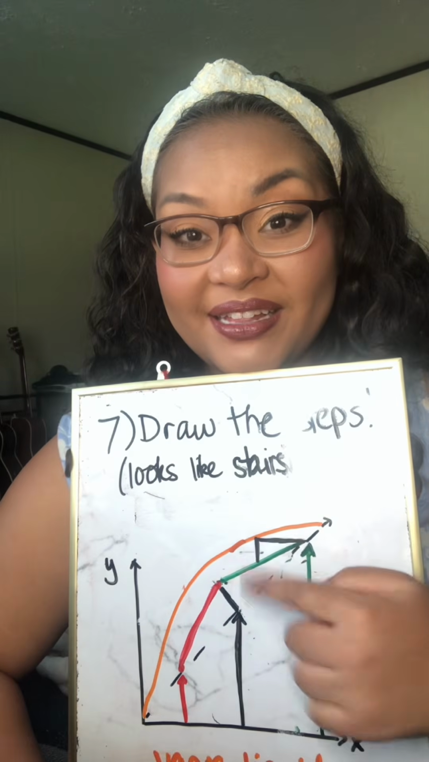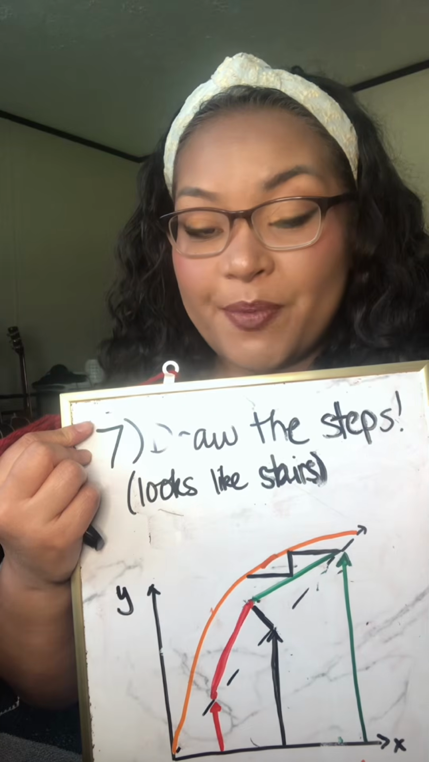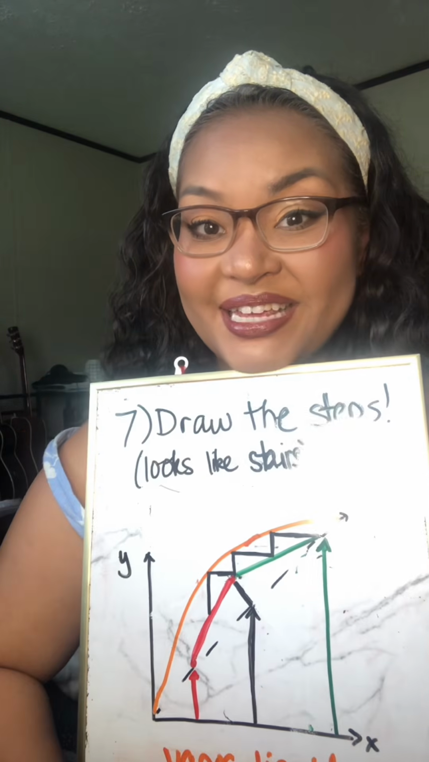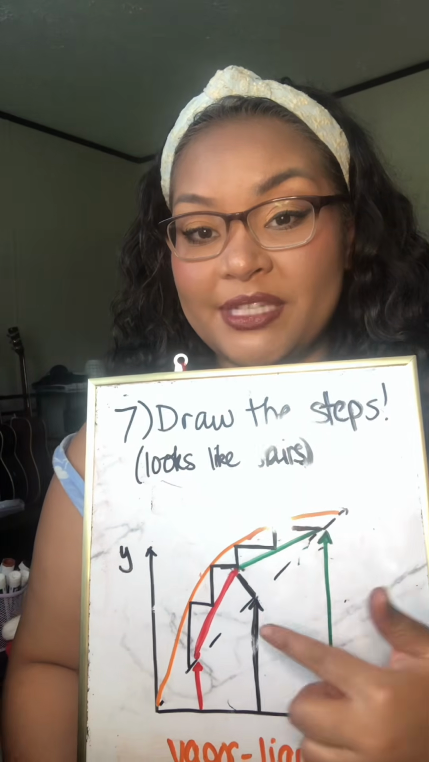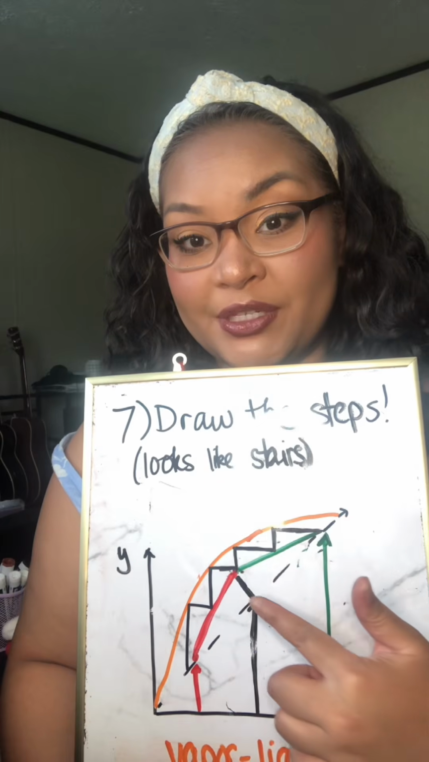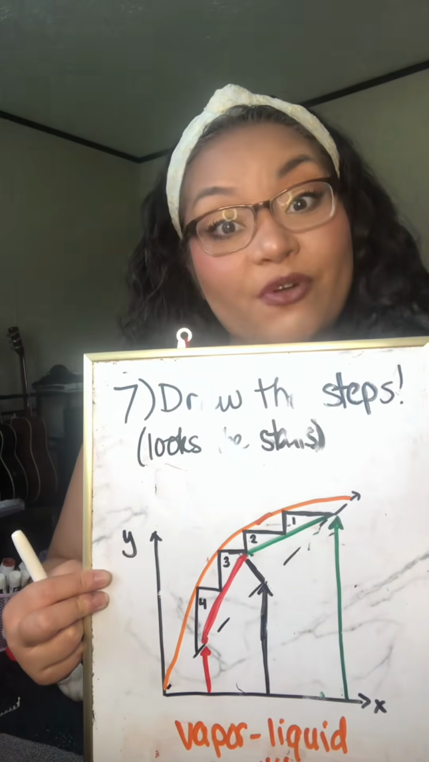Once you hit that VLE line, you're going to go straight down until you hit the operating line. Once you hit that operating line, you're going to go straight horizontal back to that VLE line and keep repeating the process until there's no more operating lines to hit. I don't typically think the Q line would have been that close to that edge of the step, but we're just going to say it was on this step. And it looks like our distillation column has 4 steps.